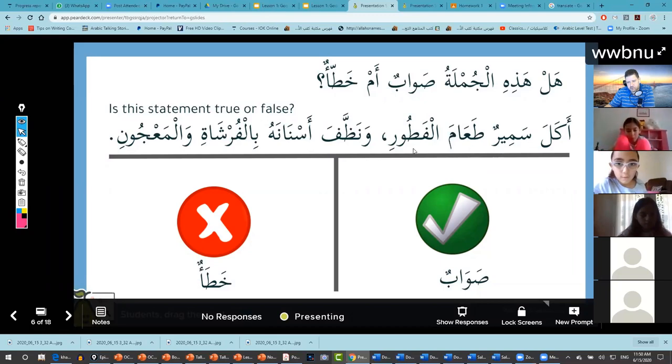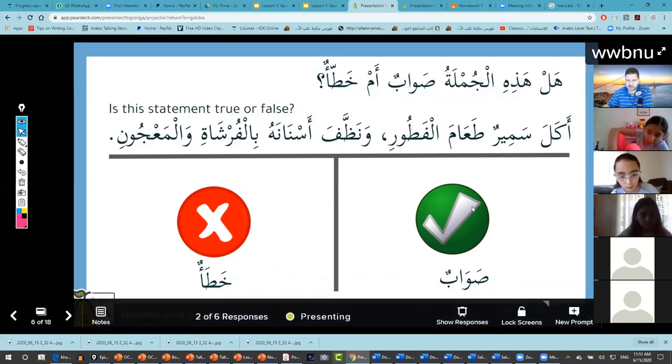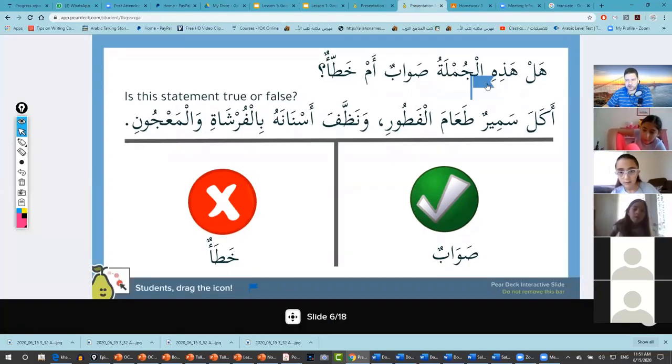Samirun. Ta'ama. Al-Faturi. Wa nadhafa. Nadhafa. أسنانه بالفرشاة والمعجون. أكل سمير طعام الفطور ونظف أسنانه بالفرشاة والمعجون. Just move the circle to the correct area. Is it صواب? The flag, yeah. Move the flag to the correct place. Is it صواب? Put it here, if it's wrong, put it here.